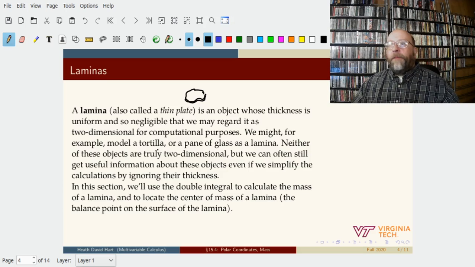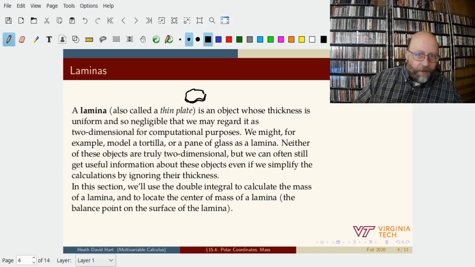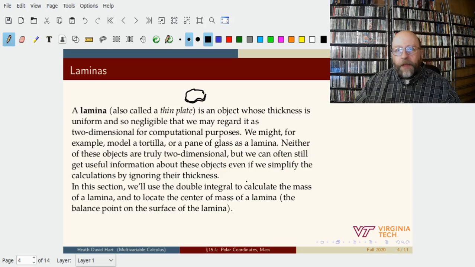A couple of things we might model as a lamina would be like a tortilla, or a pane of glass, or a thin, flat piece of plywood, where the thickness is the same throughout the object and it's not going to affect the computations very much. We can just treat that as some constant that we can deal with later. Neither of these objects are truly two-dimensional, but we can often still get useful information about these objects, even if we simplify the calculations by ignoring their thickness, okay? So we're going to use double integrals to calculate the mass of a lamina by just treating the thickness as if it was constant, okay?